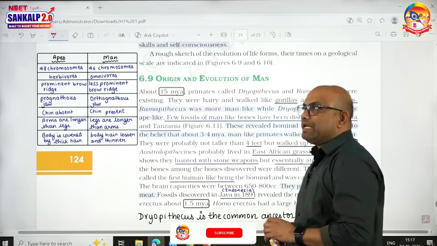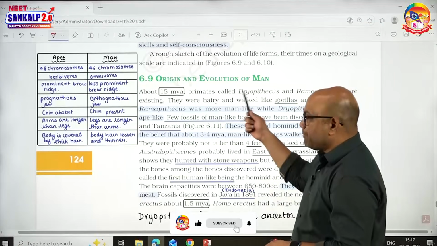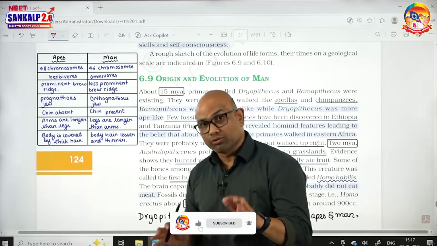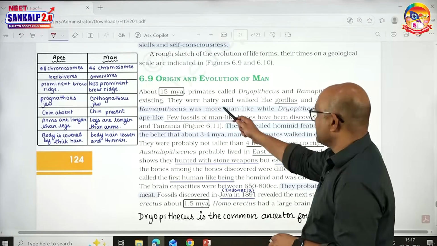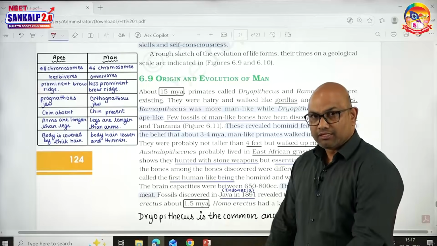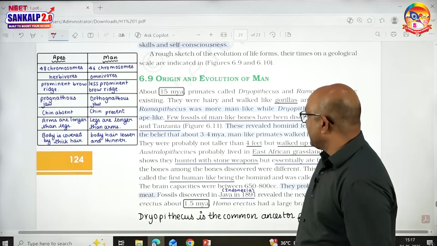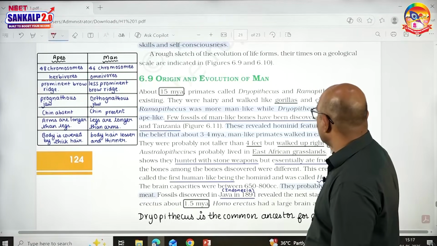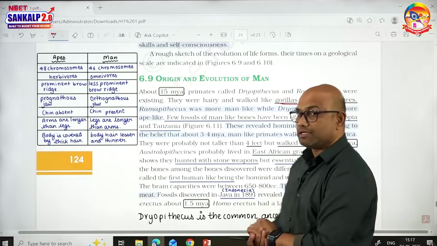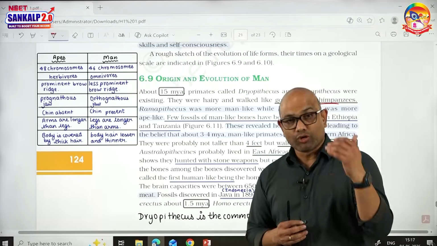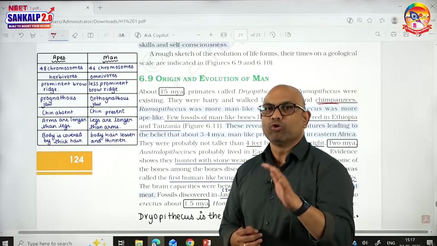Around 15 million years ago, primates like Dryopithecus and Ramapithecus, these are the ancient apes, existed. They were hairy. Their body was covered by hair and they walked like gorillas and chimpanzees. Gorillas and chimpanzees are the modern apes, but Dryopithecus and Ramapithecus are ancient apes. Dryopithecus is more ape-like, Ramapithecus is more man-like.